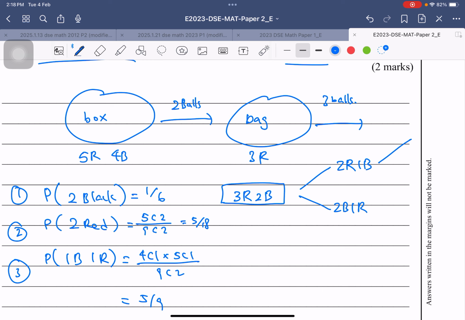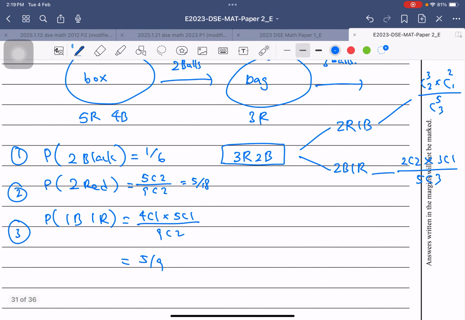What's the probability of 2 red, 1 black? 3C2 times 2C1 divided by 5C3. And then for this one, 2C2 times 3C1 divided by 5C3.